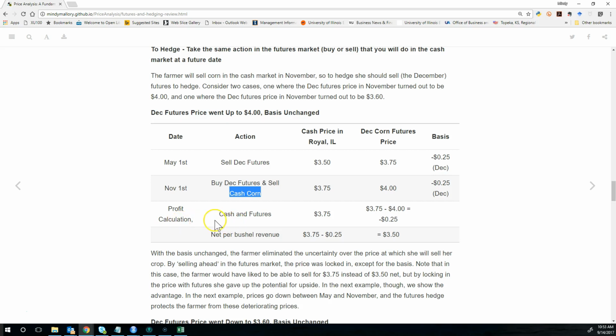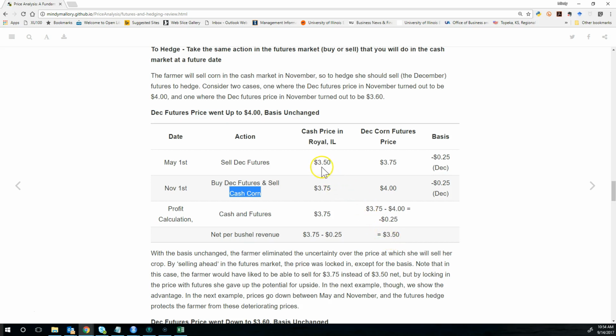Okay, so let's calculate profits in both cash and futures. In the cash, he gets the whole thing. They give him $3.75 for every bushel that he brings. In the futures market, he sold at $3.75 and he bought the contract back at $4. He lost 25 cents on that. Okay, so let's put them together. His net revenue is $3.75 from the cash market. He lost 25 cents in the futures market, and that leaves him a net of $3.50.